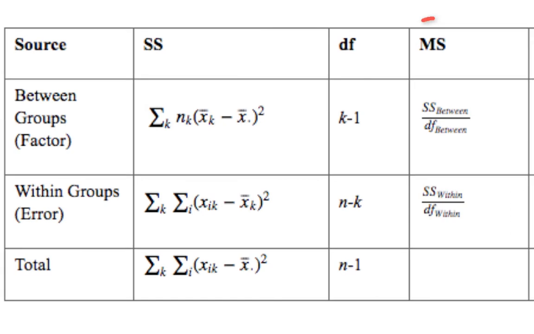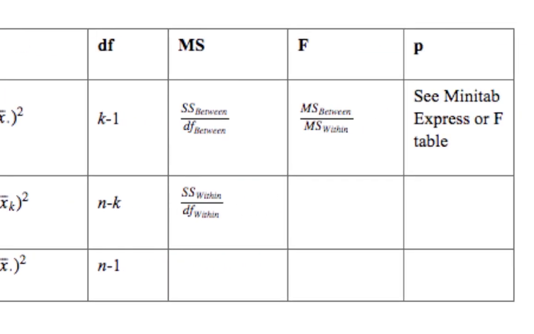For example, MS is mean squared. This is a measure of variability. The mean squared is equal to the sum of squares divided by degrees of freedom. The F test statistic, then, is the mean squared between groups divided by mean squared within groups. The F test statistic is sometimes called the F ratio because it's the ratio of variation between groups over variation within groups.